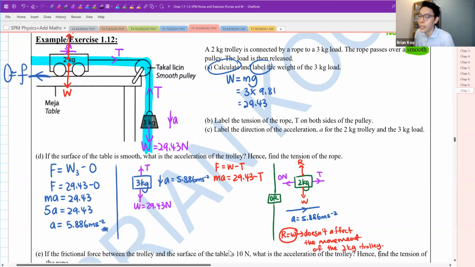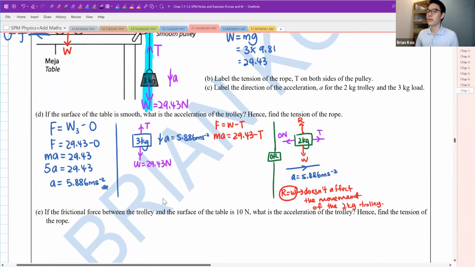For those who have gotten their answer, it should be 11.77 newtons. Okay, 11.77 newtons. If you're done, you can try part E.